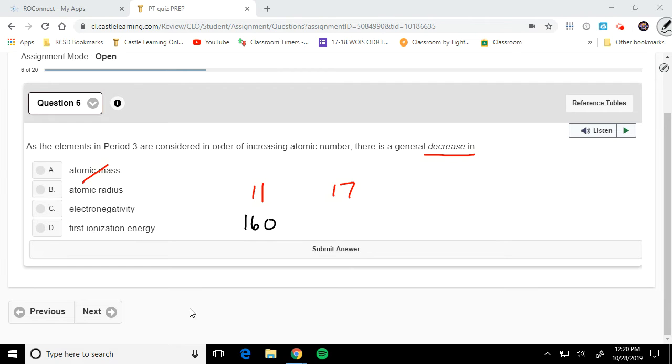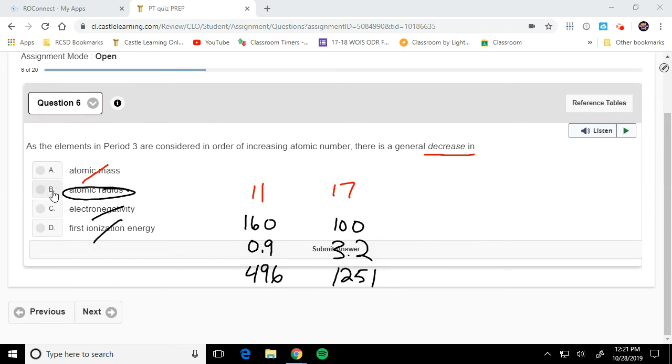17 is 100. Oh, look, that is actually decreasing, but I'm going to do due diligence, make sure I check the rest of them. I'm going to just check out the same numbers, right? So 11 for electronegativity is 0.9, and 17 for electronegativity is 3.2. Oh, that is definitely not decreasing, that's getting bigger. And then first ionization energy, sodium is 496, and chlorine is 1,251. That again is increasing, so now I know my radius is decreasing as I go across.